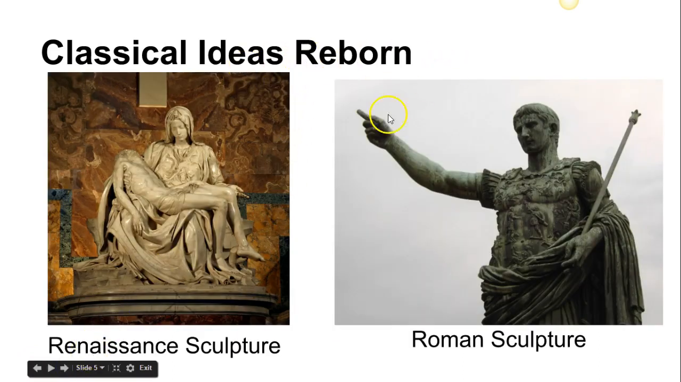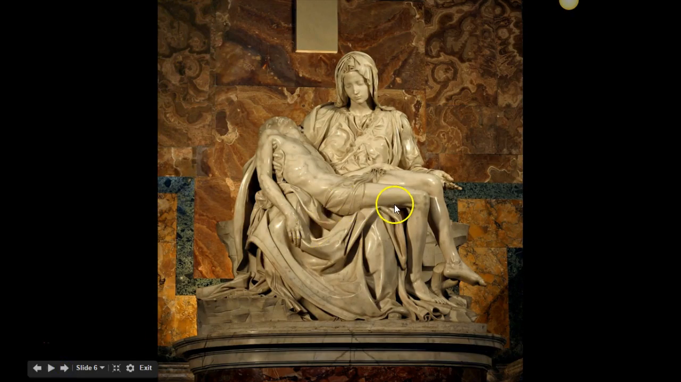Again, classical ideas reborn. Here we have this lifelike figure from the Roman sculpture, and here we have this very lifelike figure from the Renaissance, and we're going to zoom in on that just a little bit here. If you notice, look how real this looks. The top of Mary's blouse here almost looks as if it's separated from her body, like a real shirt would be. You can see the wrinkles in her clothing all the way down to the folds along the neck. You see the folds in her clothing down in her robes down here.